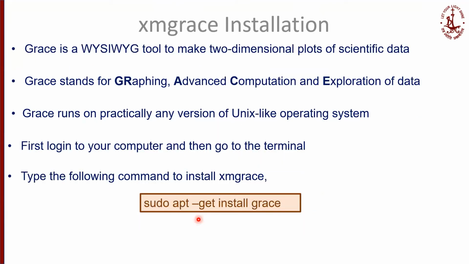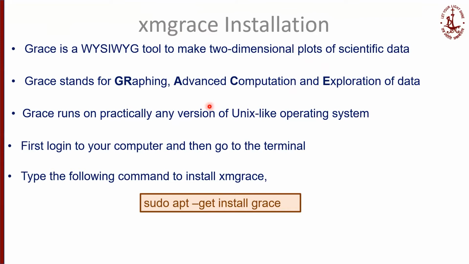So first I'll start, and then if you want to plot your graph using free software, apart from Microsoft Excel and all, which are not free, XMGrace in Ubuntu is free. It's a tool which makes a two-dimensional plot of any scientific data. What does GRACE stand for? Graphing, Advanced Computation and Exploration of data. And it runs on any Ubuntu system.